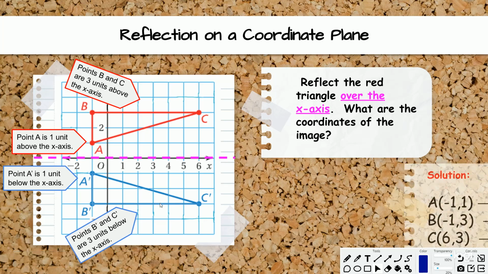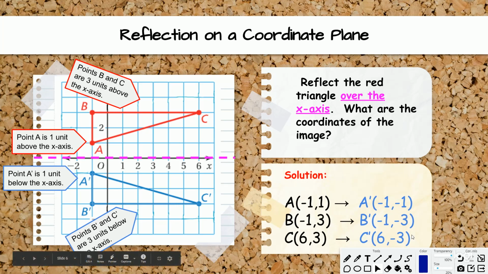And then my new coordinates are here in blue. A prime is now at -1, -1. B prime is at -1 and -3. C prime is all the way at 6 and -3. So this is how you reflect if we're using a coordinate plane.